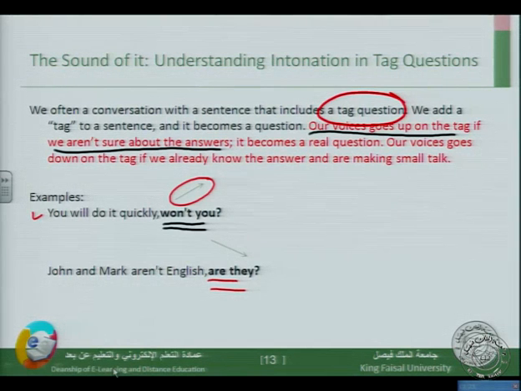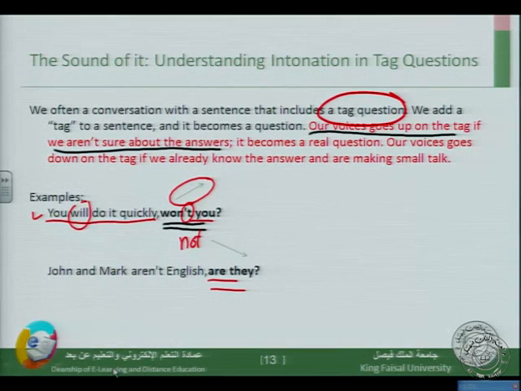So again, will you do it quickly? You will do it quickly. Won't you? Won't you? It means will not you. Okay? Notice that if in this sentence will is positive, here it should be negative. It means we must add not.